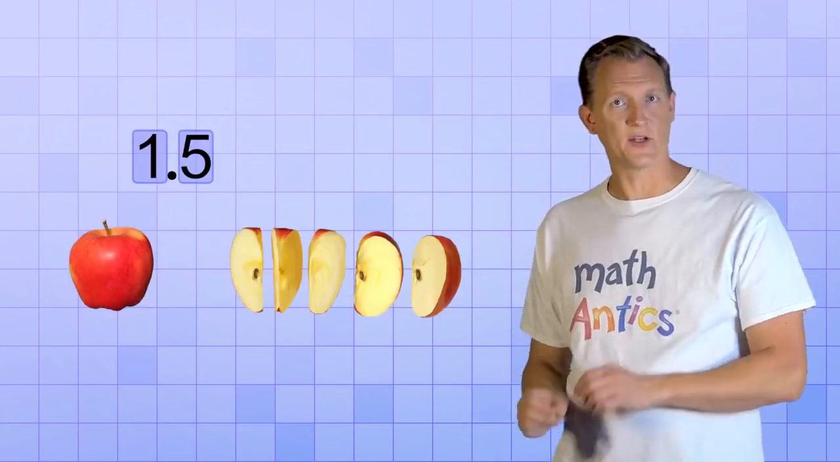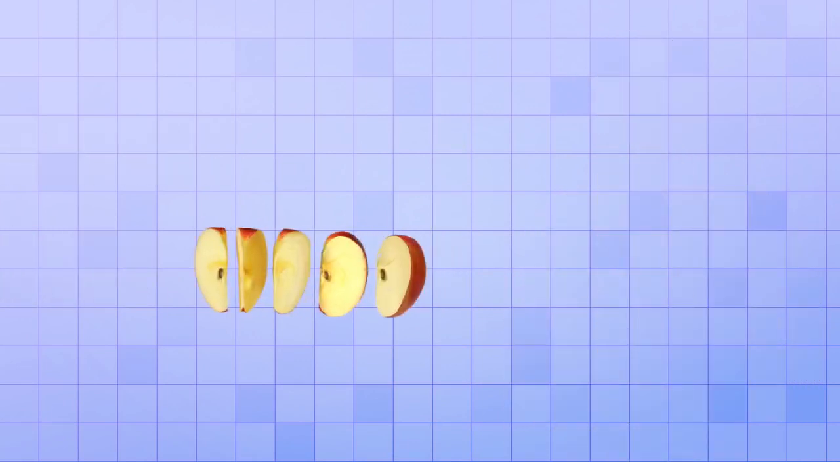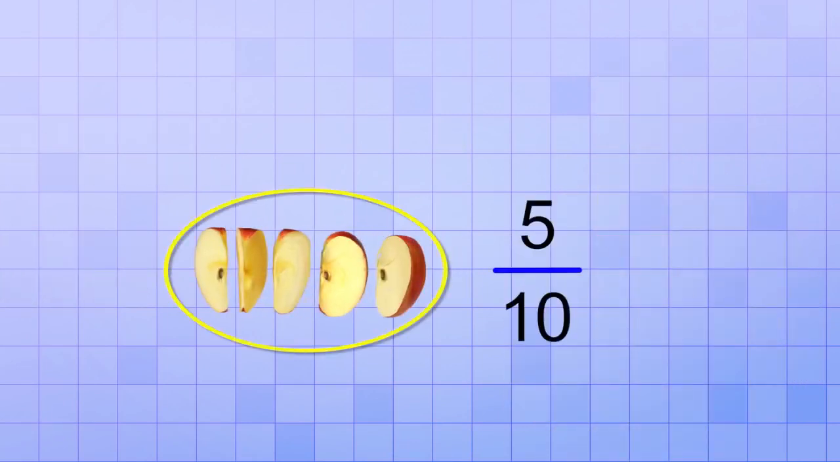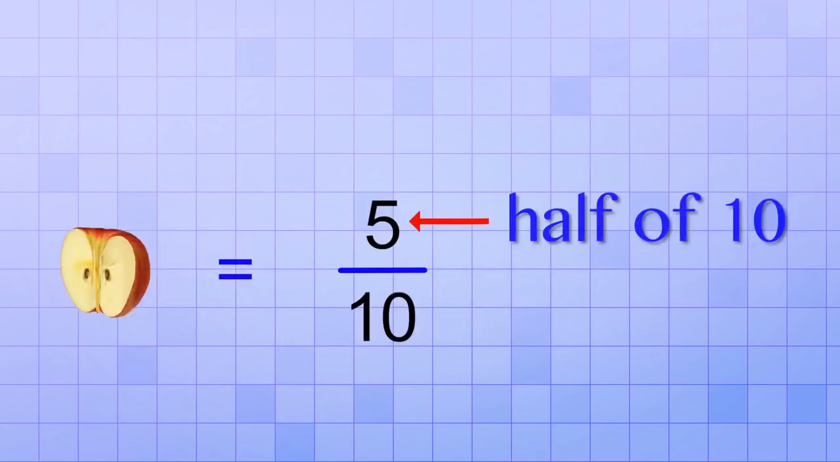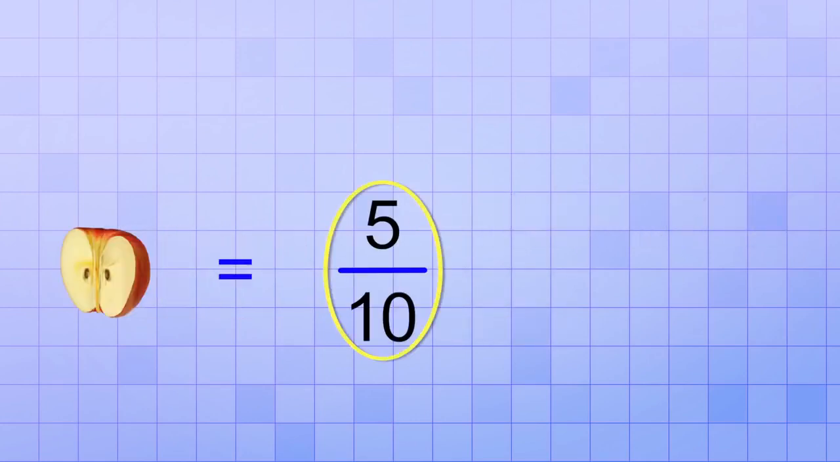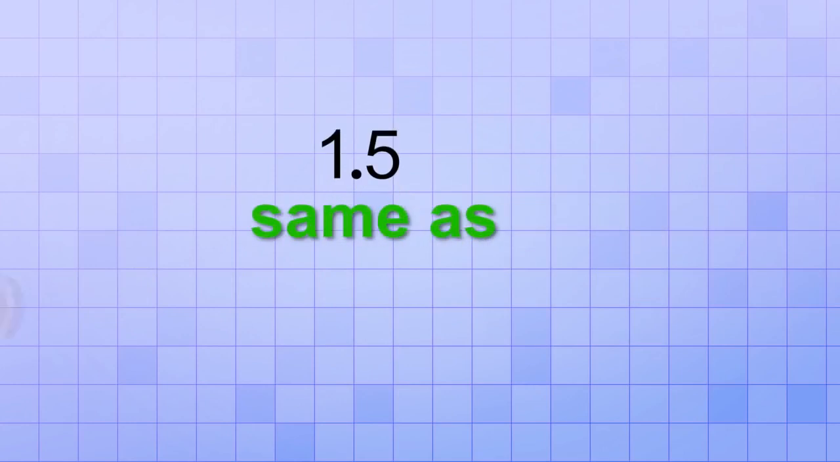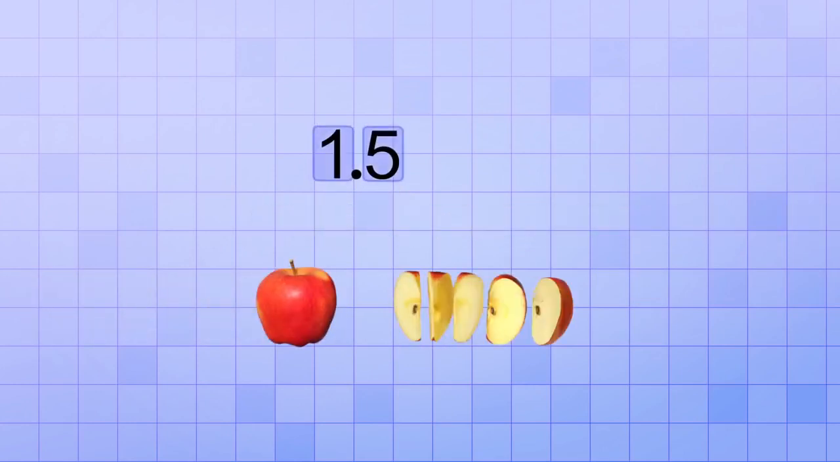Let's pause for a second to notice something important. Do you see that having 5/10 of an apple is the same as having 1/2 of an apple? That's because 5 is exactly half of 10, and the fraction 5/10 can be simplified to 1/2. That's why having 1.5 apples is the same as having one and a half apples. Pretty cool, huh? Anyway, back to counting.